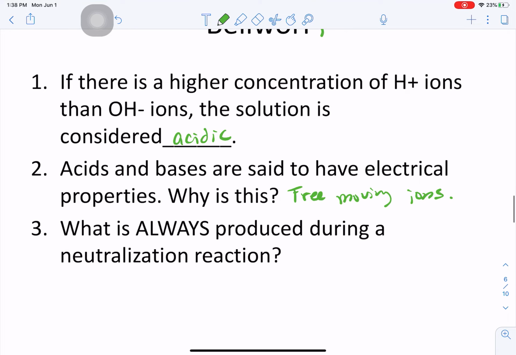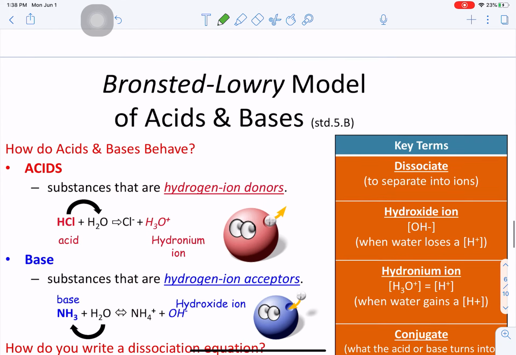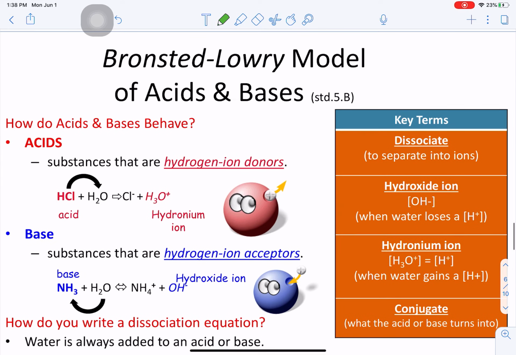Okay, number 3, what is always produced during a neutralization reaction? We just went over this. Salt, any sort of salt, and H2O, water. Salt and water. All right, moving on. Now, I'm going to break up the video. I'm going to go ahead and pause it here, and then we'll start the next video so I can break these up so they're not as long.